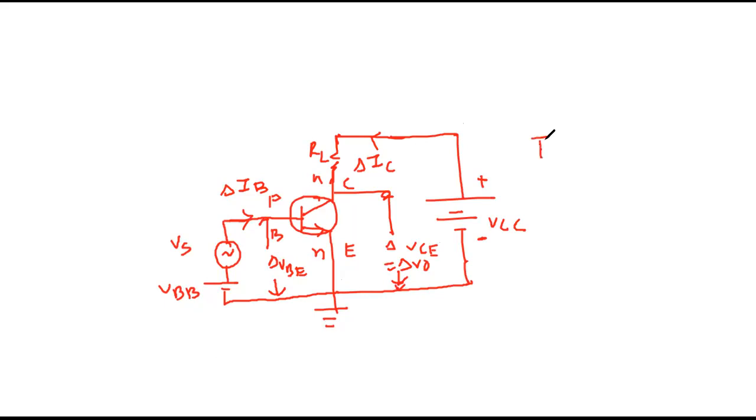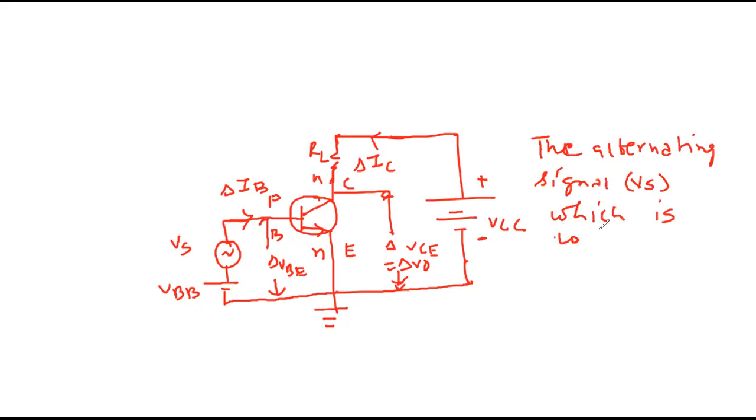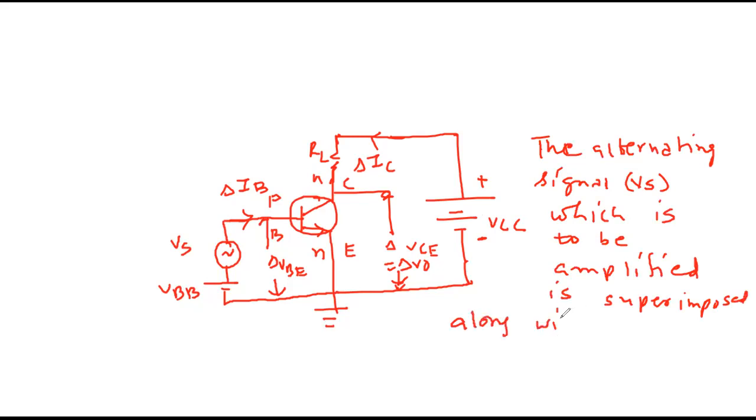The alternating signal Vs, which is to be amplified, is superimposed along with base voltage VBB.